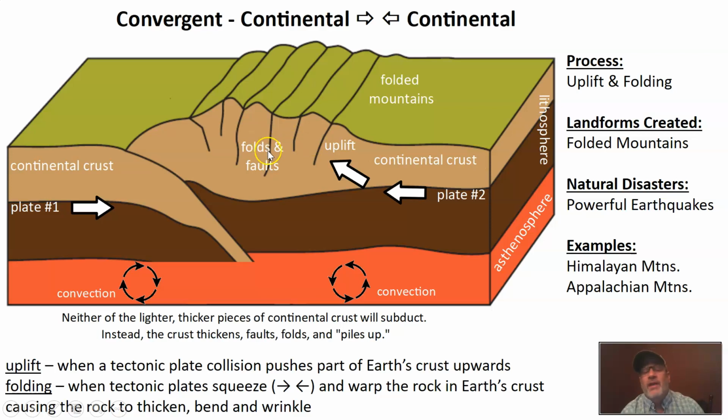There's only one type of natural disaster here, and that's going to be some very powerful earthquakes. As I said, this is a messy business. You're going to have a lot of folding, a lot of faulting. You're going to have rock under a lot of stress, and sometimes rock fractures or breaks or bends, and you have some very fast movement. Of course, that causes elastic rebound, which is going to push these mountains up.